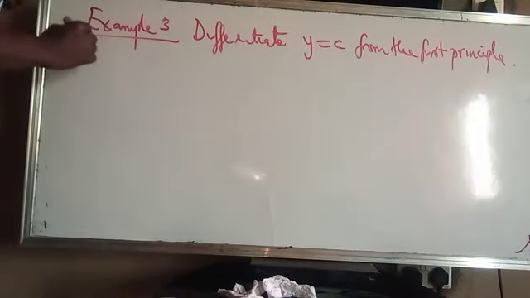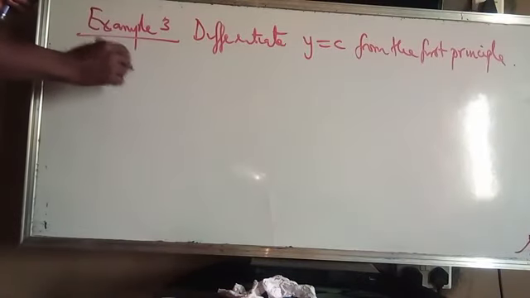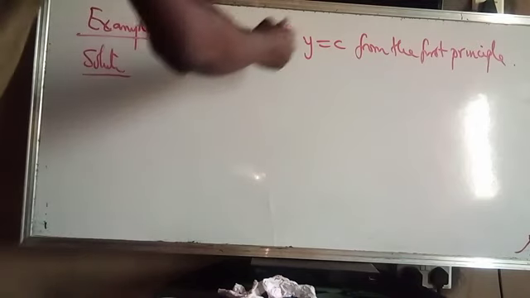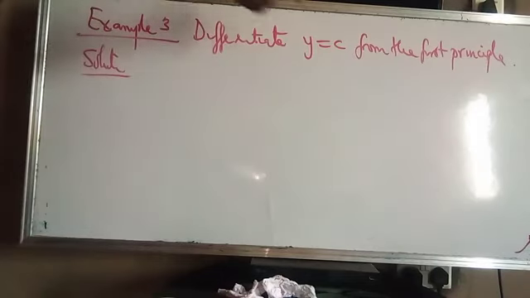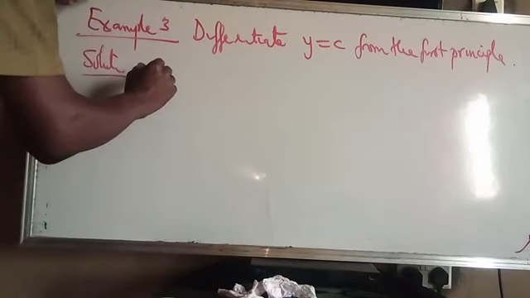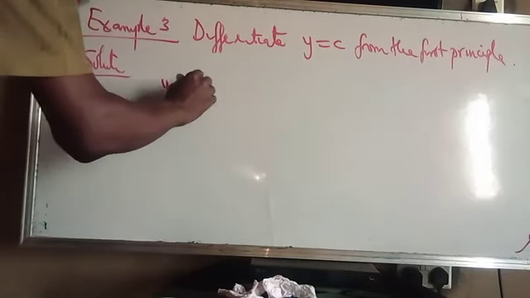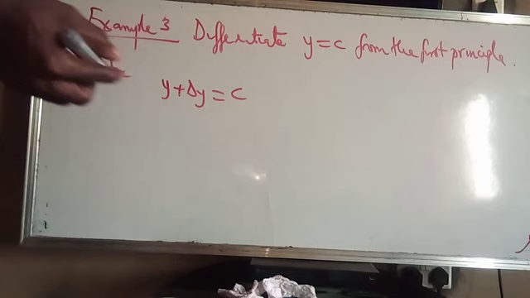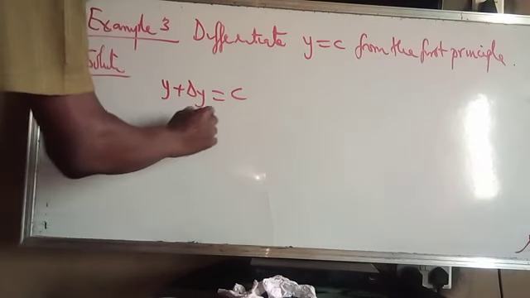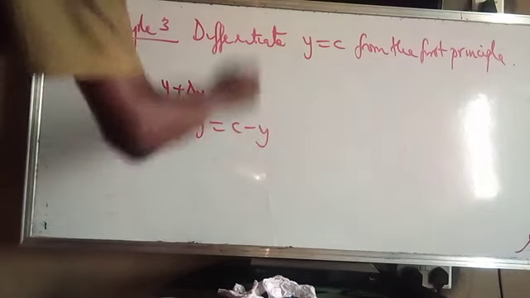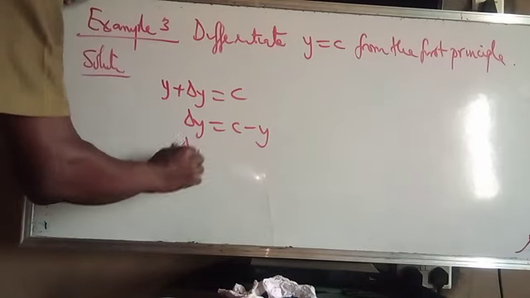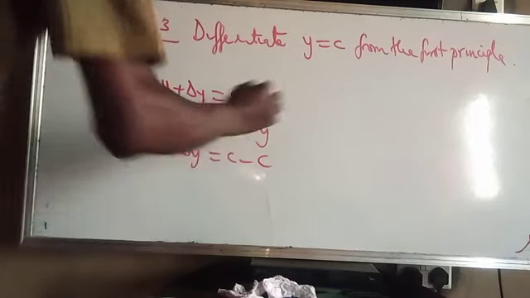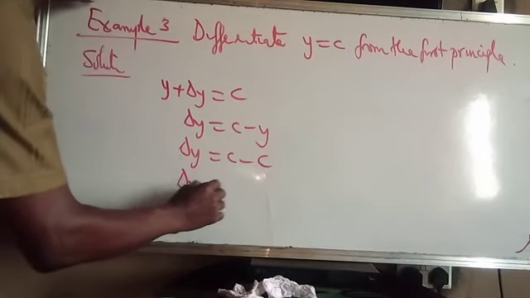Fine. So, you observe that this c is a constant. It doesn't have a variable x. So, that means there won't be any increment in c because it's a constant. So now y plus change in y is equal to c. Yes, because it's a constant, so it will not change. So change in y will now be c minus y. So change in y will be equal to c minus, and what is your y from the equation? Your y is c. So change in y is equal to 0.